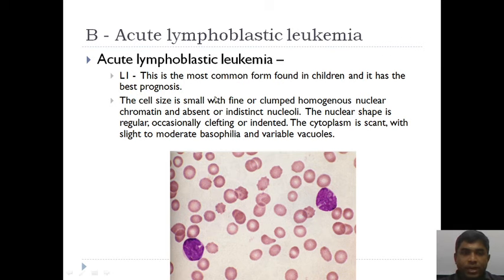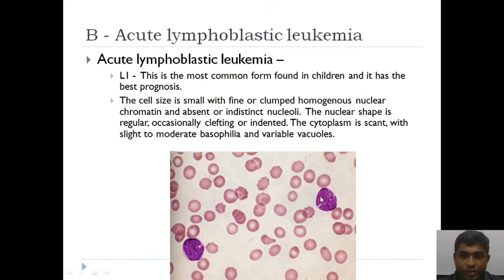L1 blast is the one most commonly found in children, and it has the best prognosis. Here the cell size is small with fine clumped nuclear chromatin and absent or indistinct nucleoli. The nuclear shape is regular with occasional clefting and indentations. The cytoplasm is scant with slight to moderate basophilia and variable vacuoles.